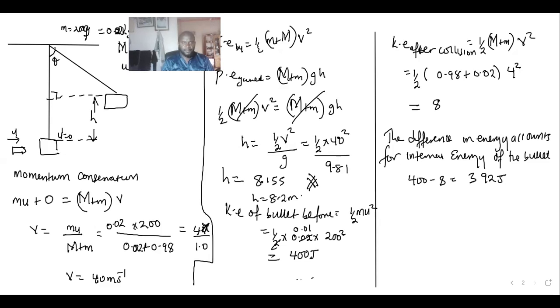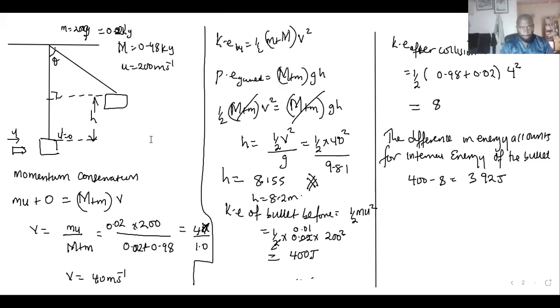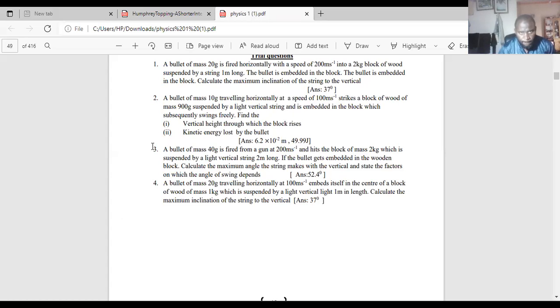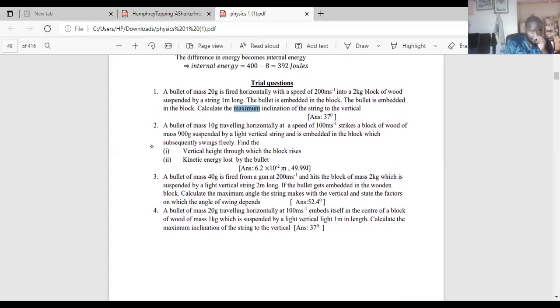Let's have one example. There are these 12 questions. There are 4 of them. Let me do number 3, then the other 3 are yours. They even have the answers right there, so it's your job to investigate them.